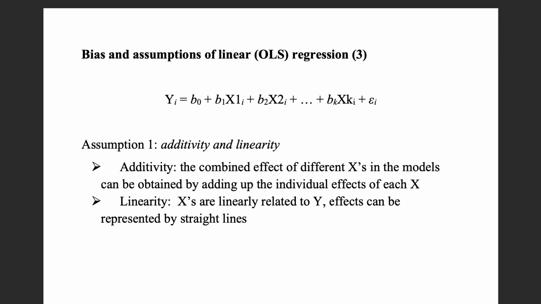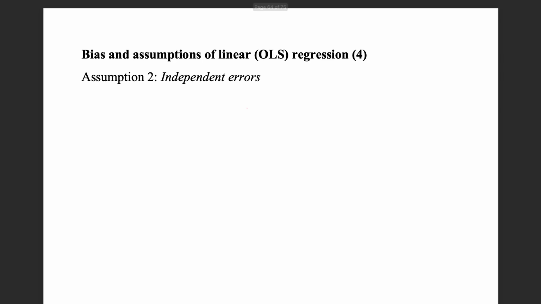So in this case we would be violating this assumption of linearity, and that would mean that our estimates for the GDP effect are biased. They are not on average identical to the true population effects that we want to say something about. So that's the assumption of additivity and linearity.